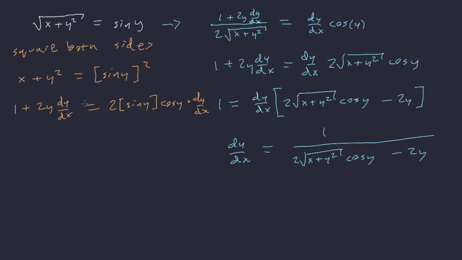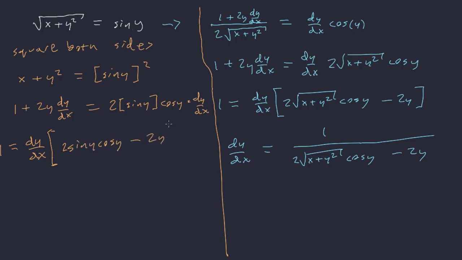Okay, so once again, let me split this off here. I'll move this 2y dy dx over so that we get 1 is equal to, and once again, I'll go ahead and factor and move at the same time. So we have dy dx times 2 sine y cosine y minus 2y. All right, and then we'll divide so that we get dy over dx is equal to 1 over 2 sine y cosine y minus 2y.